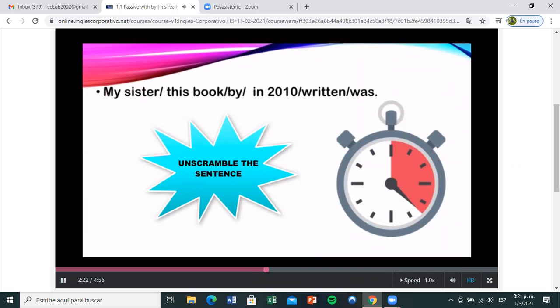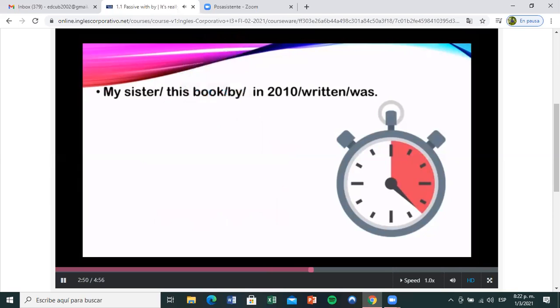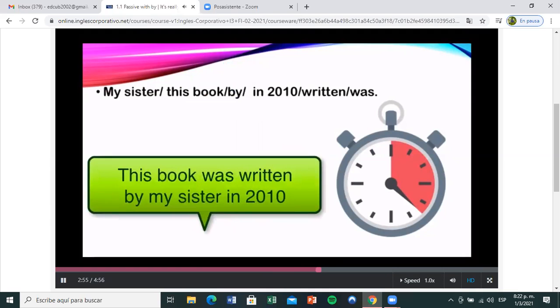My sister, this book, by, in 2010, written, was. Okay, so the same thing. Think about those words and what is the correct order. Were you able to do it? I hope you did. This book was written by my sister in 2010.